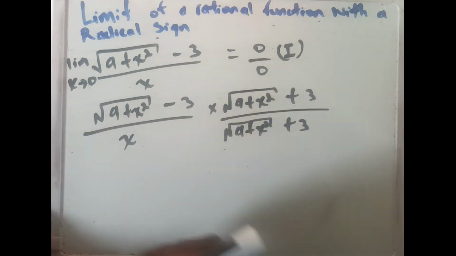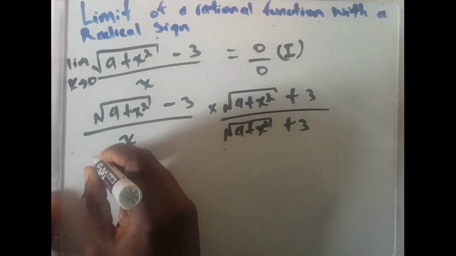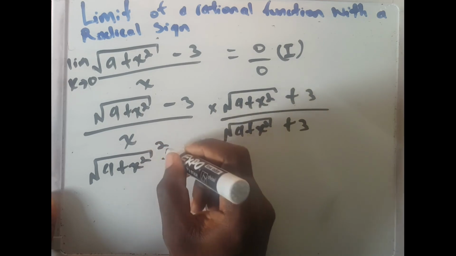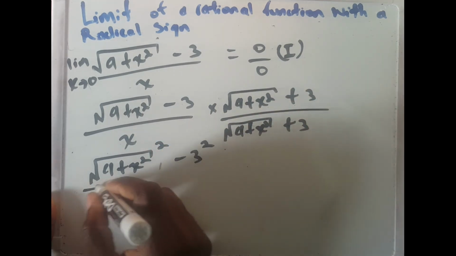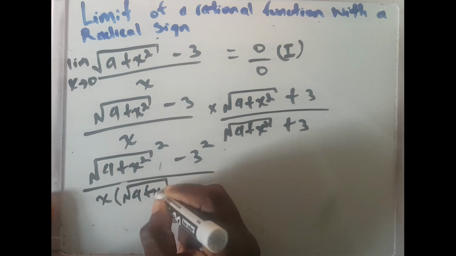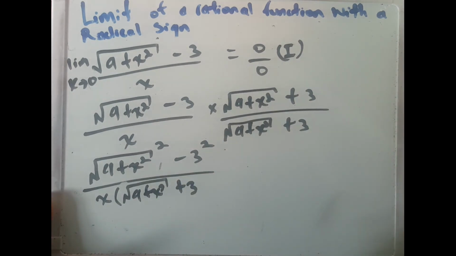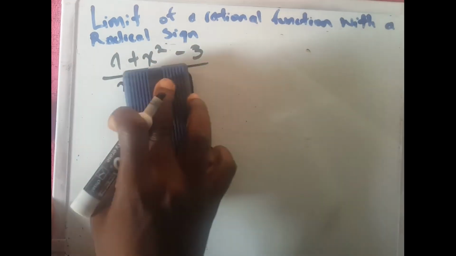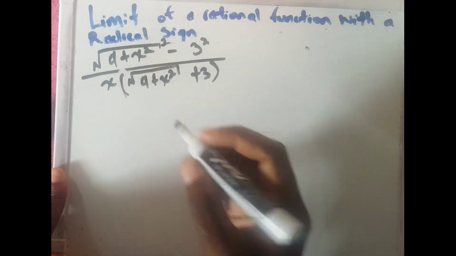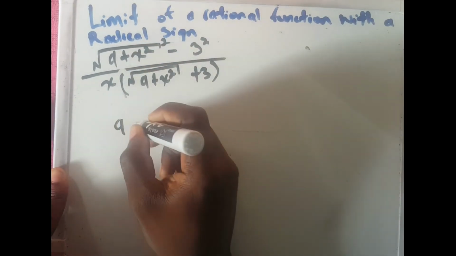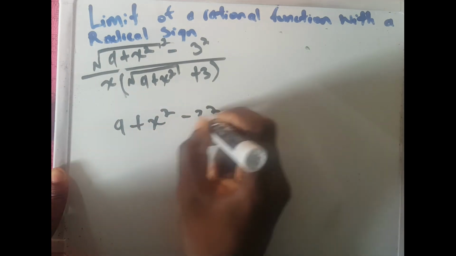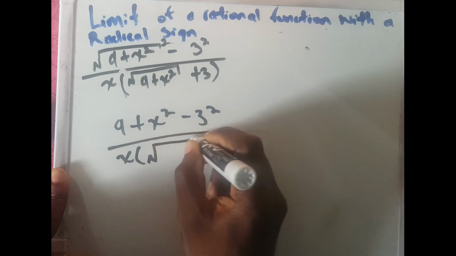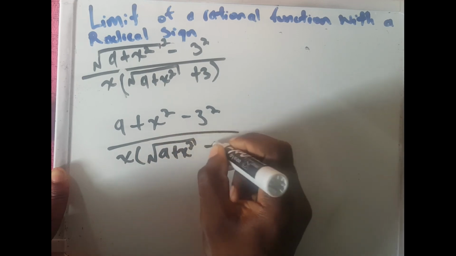So I'm not actually changing anything. In the numerator, I have root 9 plus x squared, all squared, minus 3 squared, over x times root 9 plus x squared plus 3. That is what's in my denominator. Now the square and root cancel and this will become 9. Remember that this was squared, so this squared would cancel the square root. So I'm left with 9 plus x squared minus 3 squared over x times root 9 plus x squared plus 3.